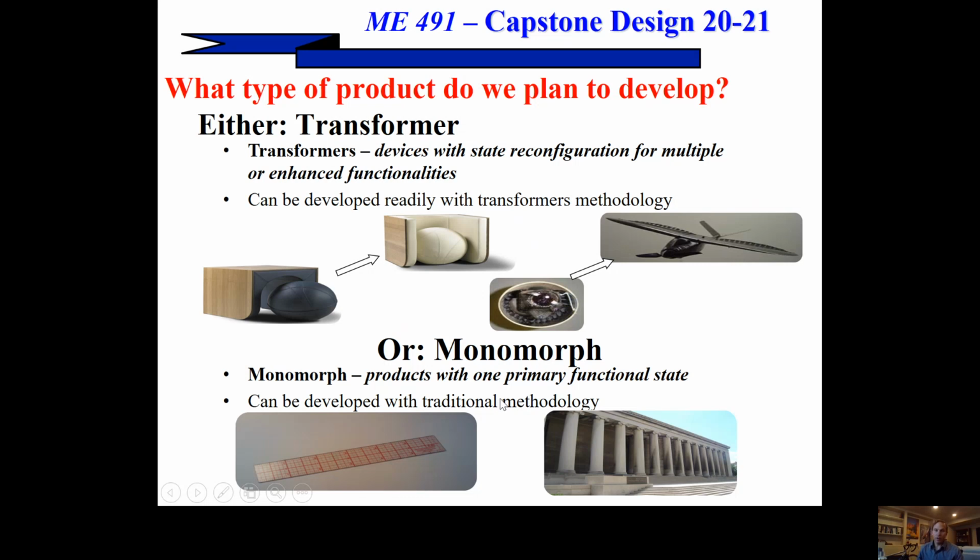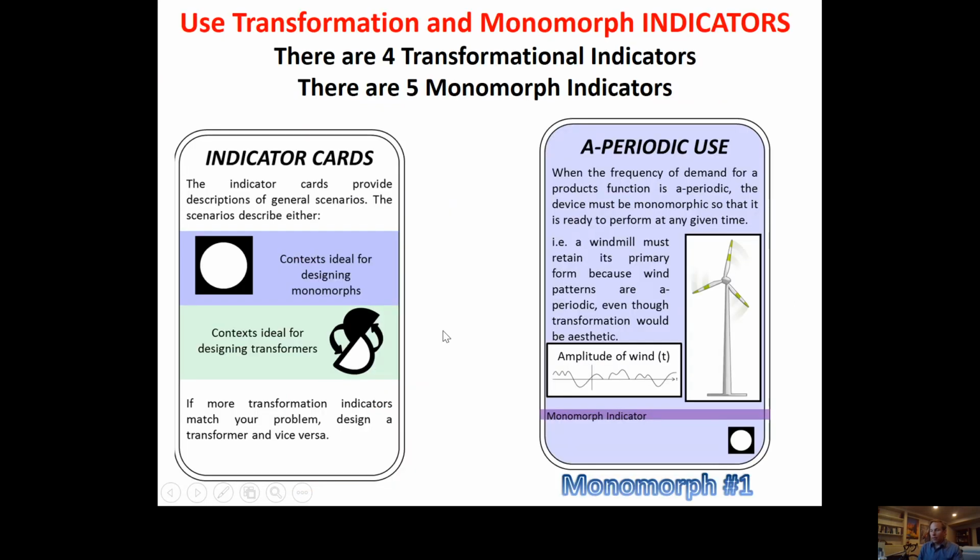Okay, well, how do you tell if you have a transforming product or a monomorph? Great question. Well, let's talk about that. In this research, we've identified that there are a number of indicators that tell you if you have a transformer or a monomorph. So there's 4 indicators to indicate that transformation would be beneficial, and 5 to indicate that a monomorph would be preferred. So let's talk about the monomorphs first.